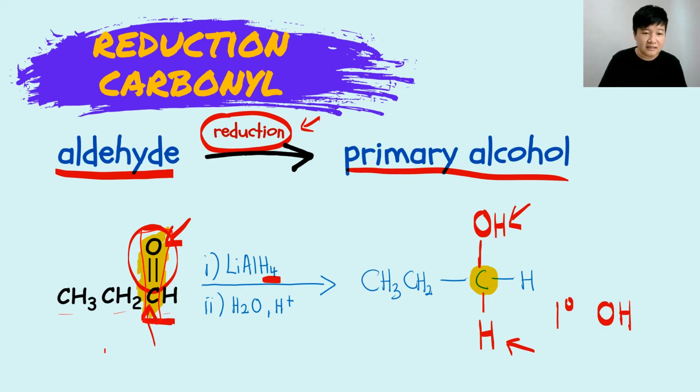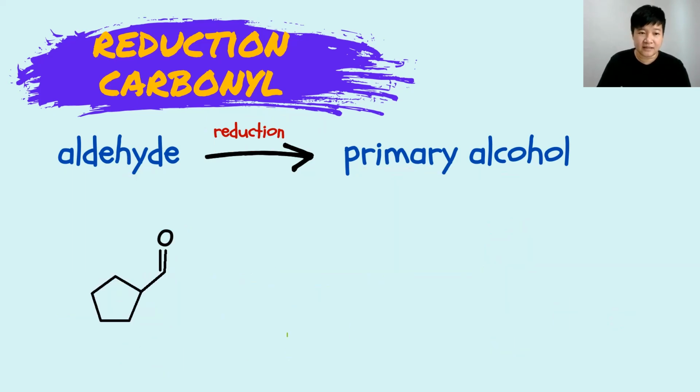Because this is an aldehyde. So your aldehyde undergoing reduction will become a primary alcohol. Simple? I hope you can see that clearly right now. Let's try another example, another aldehyde. Same thing, guys, we only focus on the carbon that is holding the double bond O.